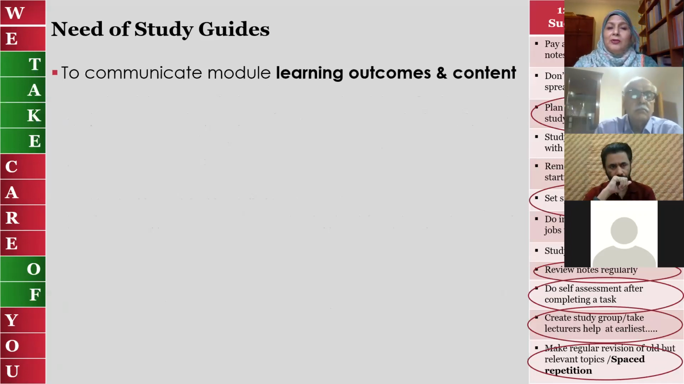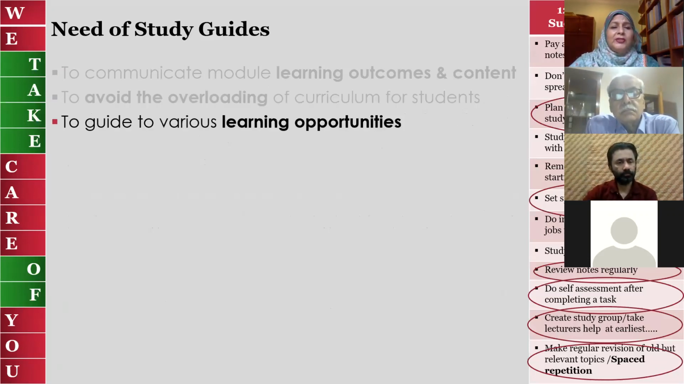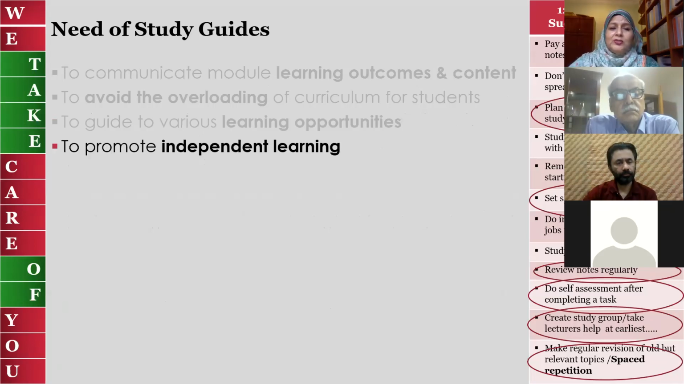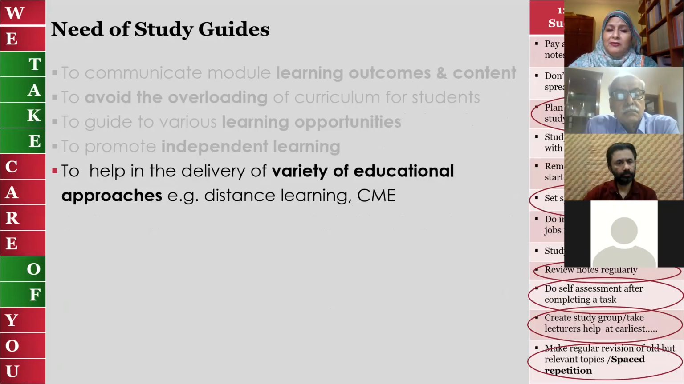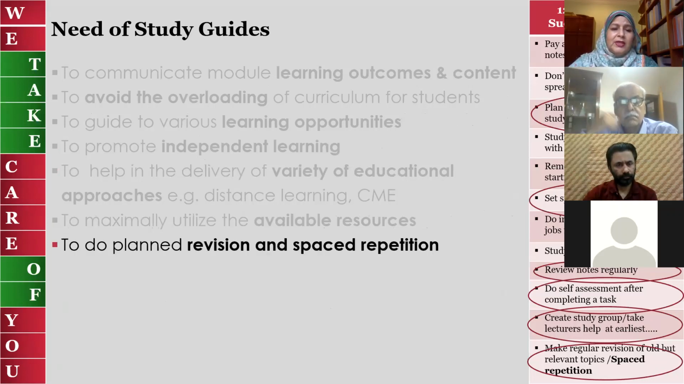To communicate the module learning outcomes and content, which is a very important component; to avoid overloading the curriculum for the students; to guide to various learning opportunities; to promote independent learning, that is SDL; to help in the delivery of a variety of educational approaches, like distance learning modules which are prepared; to maximally utilize the available resources; to plan revision and spaced repetition.